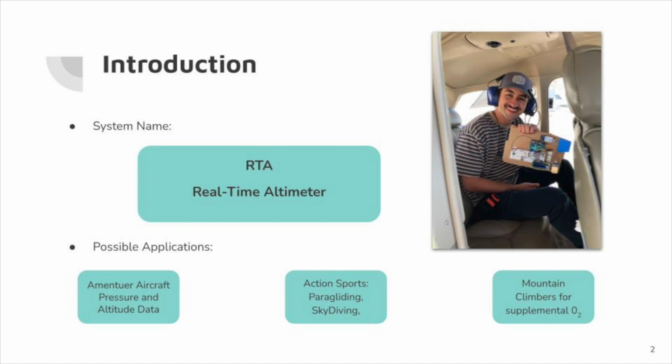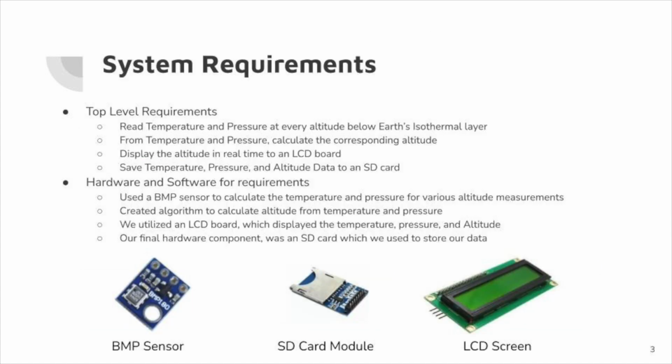Alright, introduction. The real-time altimeter is the name of our system, which we abbreviated as RTA. Our major applications include amateur aircraft, as we saw with our Cessna 172, and it can display temperature and pressure data in addition to altitude on LCD, or store it to an SD card. We could also use it for action sports, such as paragliding and skydiving, to see the altitude throughout the entire action sport trajectory, in addition to alerting mountain climbers when the air pressure gets low enough that they need to use their supplemental oxygen.